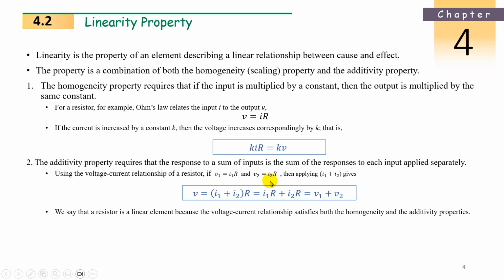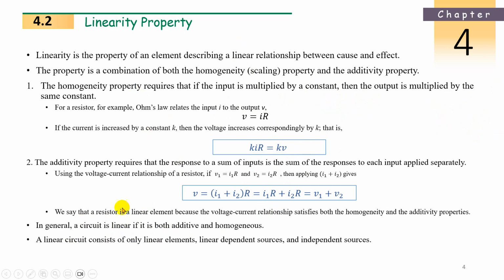So this is called linear. If it is linear, then only we can go for solving complex circuits in an easy way. In general, a circuit is linear if both the additive and homogeneous properties are satisfied. A linear circuit consists of only linear elements, linear dependent sources and independent sources. So, non-linear things it should not contain.